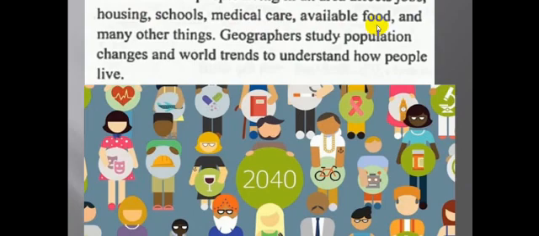So when the number of people in one place or one area changes to be more people, it will affect everything like the jobs, housing, schools, medical care, and the food. That's why geographers like to study population changes, because it really affects everything, and world trends, to understand how people live and how it will affect them.